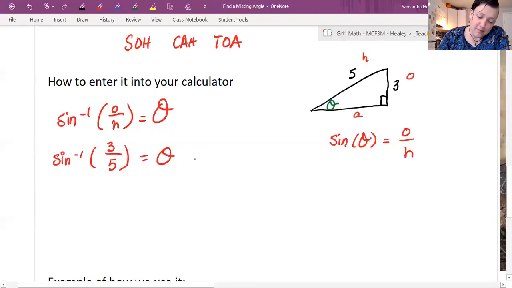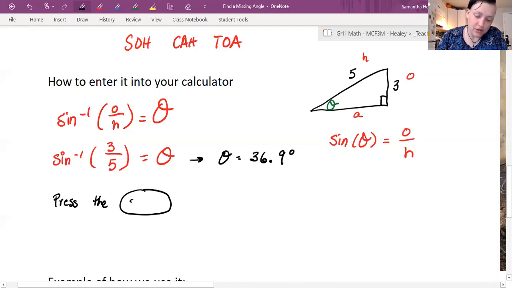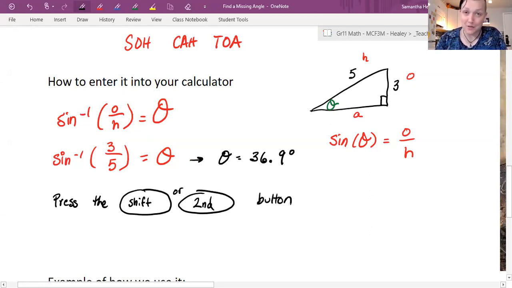So when we entered this in our calculator, we got that theta equals 36.9 degrees. So in your calculator, just so you have a little bit of notes here, press the, and it might say shift, it might say second, your second button. If you don't have either of those buttons, then send me a picture of your calculator and I can help you figure it out.